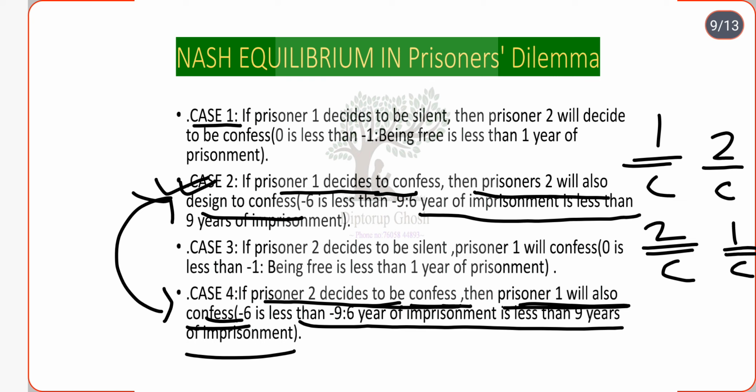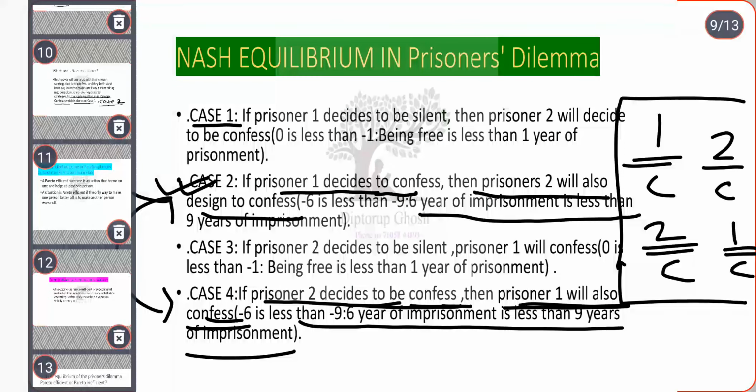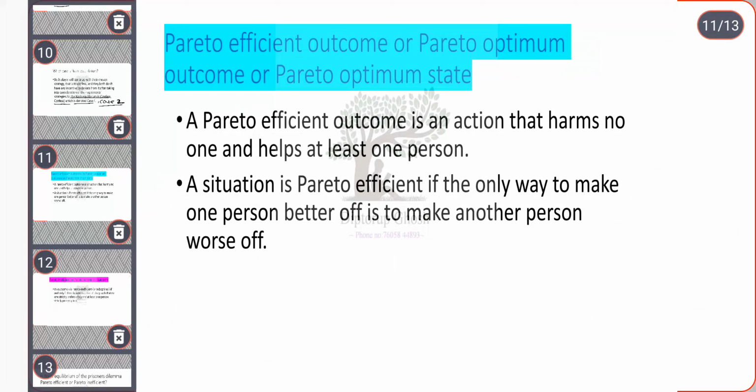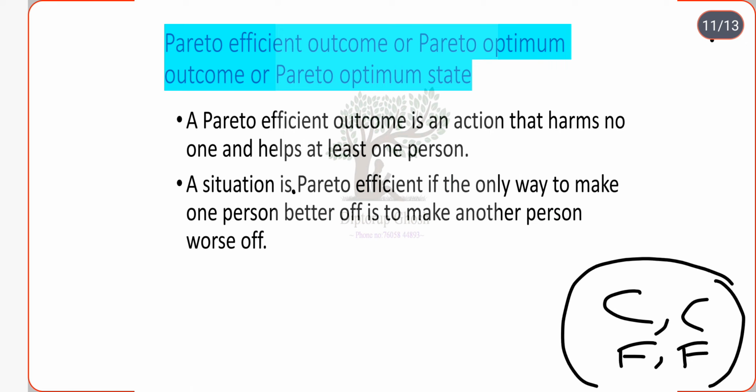So they both are really satisfied with this strategy and they don't have any incentive or any wish to deviate from this strategy. So this confess is our Nash equilibrium. Okay. Now the concept of Pareto efficient outcome or Pareto optimum outcome or Pareto optimum state. This concept needs to be cleared because of the last question that was asked, whether the Nash equilibrium, which is confess, is Pareto efficient or not.